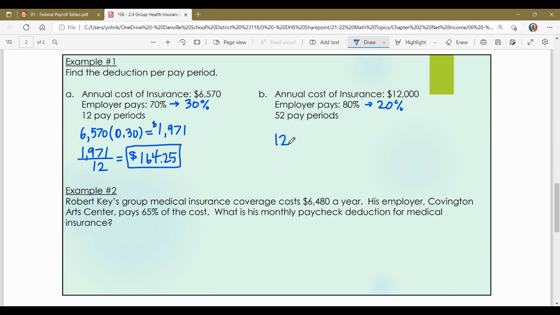So I'm going to take the $12,000, which is the annual cost of the insurance, and I'm going to multiply it by 0.20 instead of 0.80 because I want to see how much I have to pay. So 12,000 times 20% is 2,400. To see how much is taken out each pay period, I'm going to take the 2,400 and divide by how many times I get paid, which is 52. That's weekly. Therefore, $46.15 is going to be taken out each week for my health insurance.